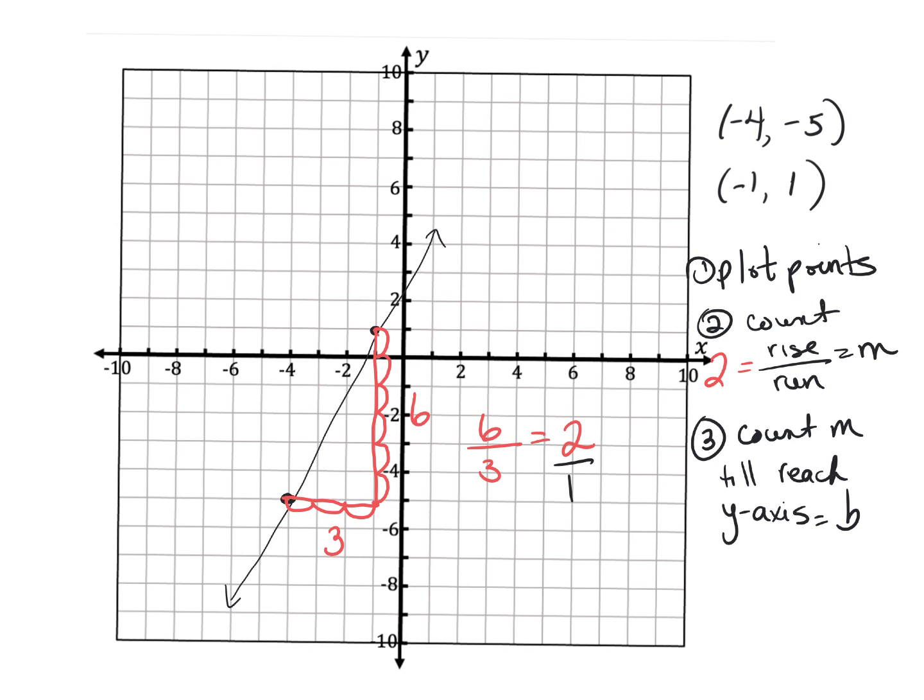So from my -1, 1 coordinate, I need to count up 1, 2, and over 1. And if I drew my line straighter, you would see that I intersect the y-axis at +3. And this is my b value. And this is my slope. So you'll see that we get the exact same answer using the graph paper as we did algebraically.